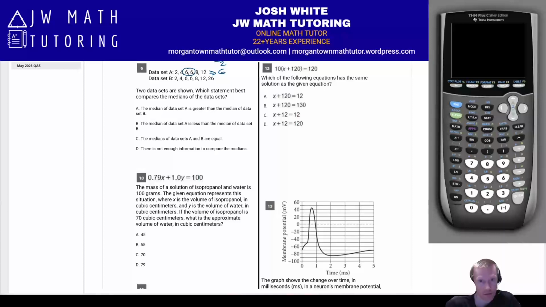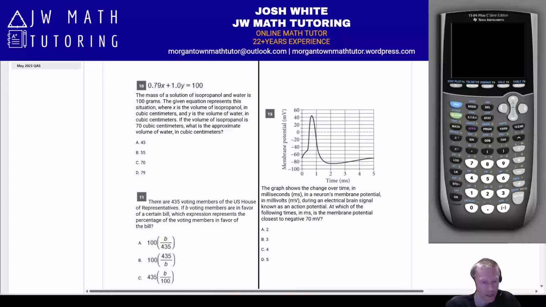The second one has an odd number of items. Since it has 7, if you count them up, that means the median is going to be the fourth value. So 1, 2, 3. The median for this is going to be 6. Therefore, the correct answer is letter C. These two data sets will have the same median, or middle value.